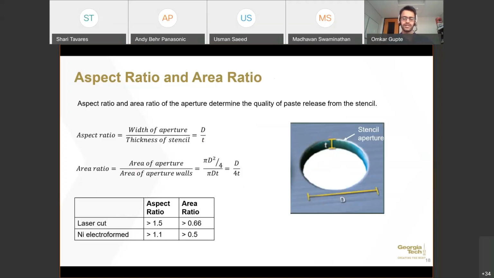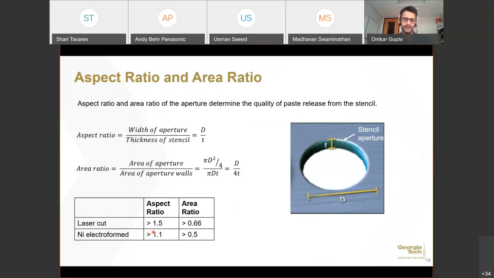So for these ratios determine the quality of paste release, in the sense of how much paste will be released, which essentially, going back to the physics of it, will give a balance between the adhesion of the paste to the stencil and the tackiness of the paste, which will essentially let it stay on the copper pad itself.